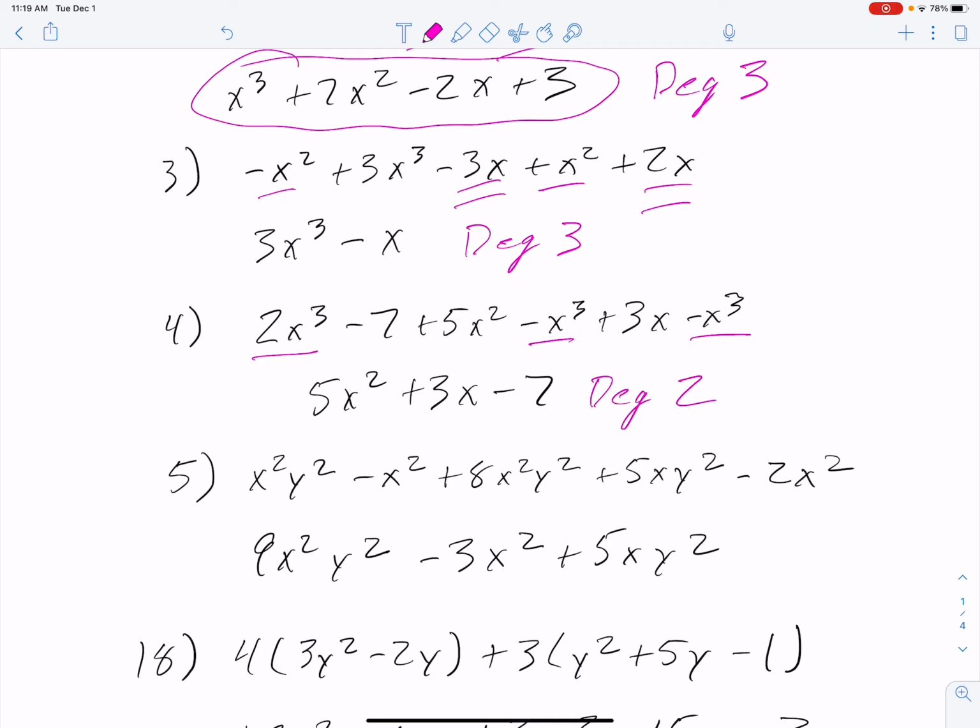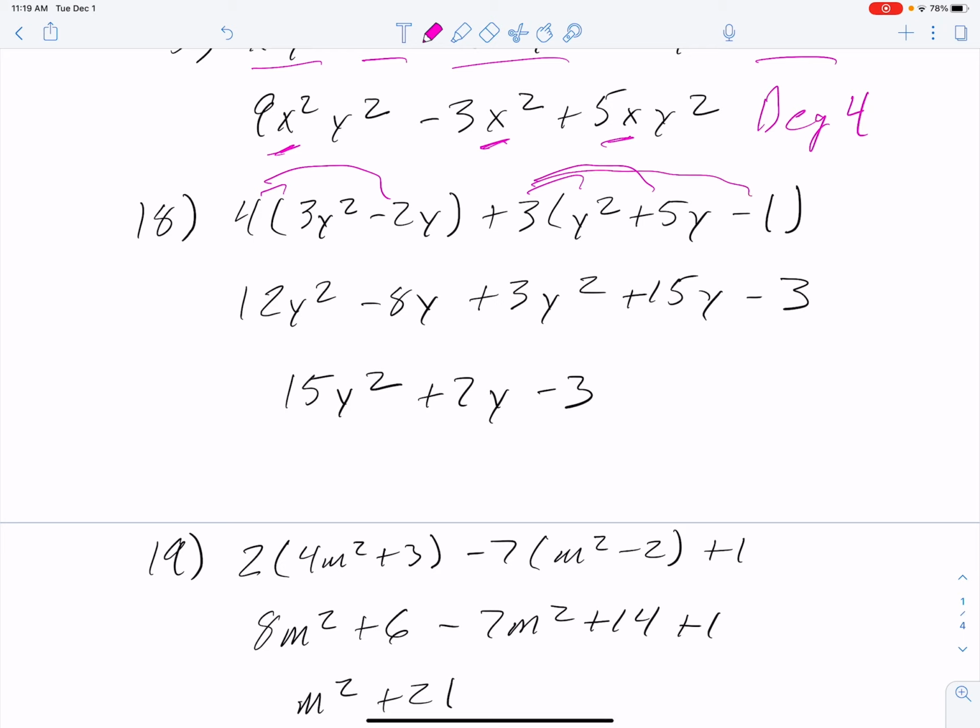All right. 18 through 23, again, if you combine some steps, that's okay. We start by distributing. Always be careful when you're distributing. Make sure if there's a negative, you distribute it. 12y squared plus 3y squared gets me 15y squared. Negative 8y plus 15y gets me 7y, and the negative 3 has no like term.